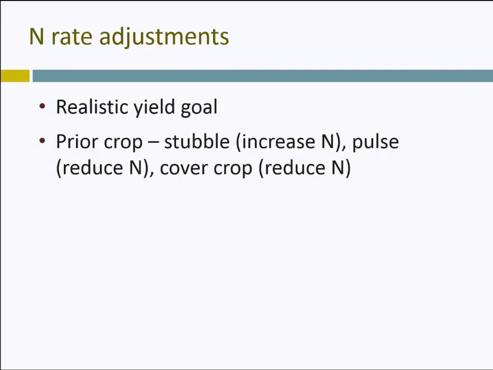Well, certainly selecting a realistic yield goal. Knowing what your prior crop was: if you leave a lot of stubble, you'll likely want to increase nitrogen because that stubble will tie up some nitrogen. If you grow a pulse crop, you can reduce nitrogen by taking a nitrogen credit, and if you grow a cover crop, you can reduce the nitrogen rate somewhat more.